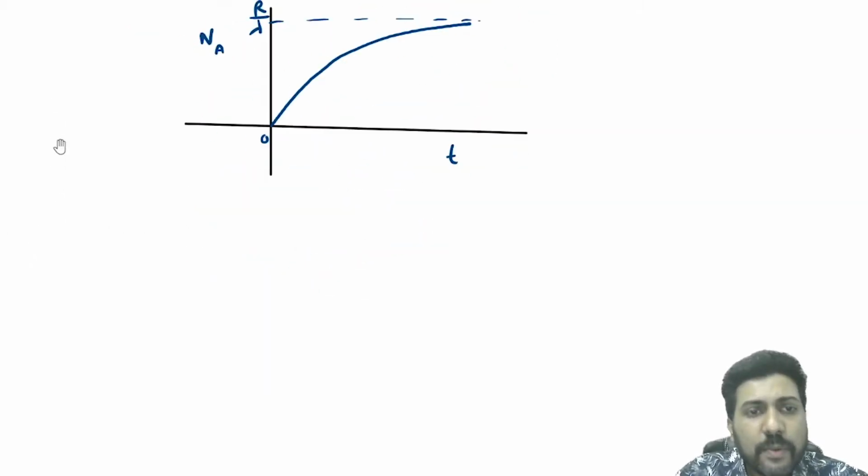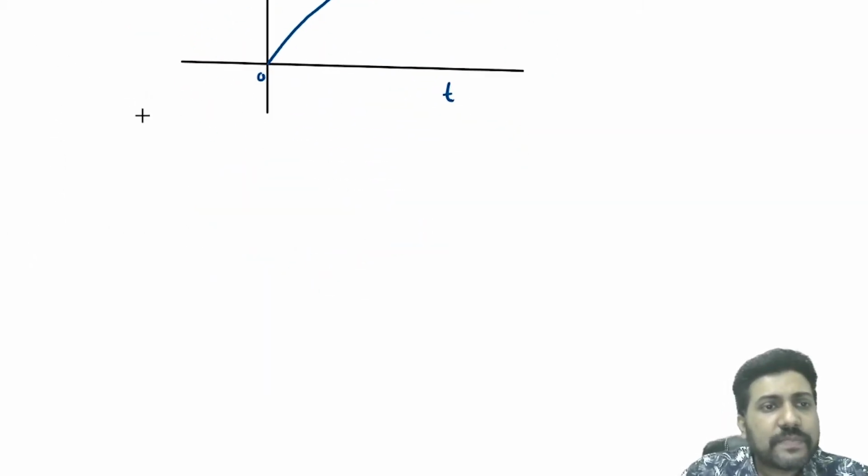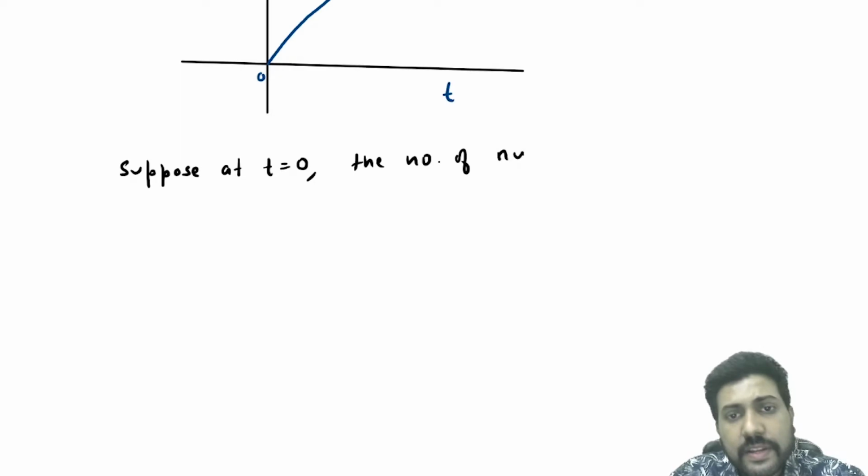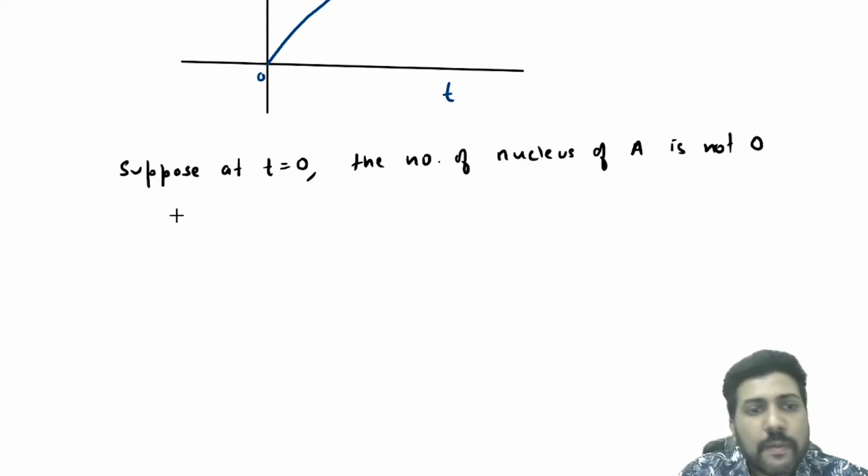Now, suppose in the same question, at t equal to 0, the number of nuclei of A is not 0, but suppose it is n naught.